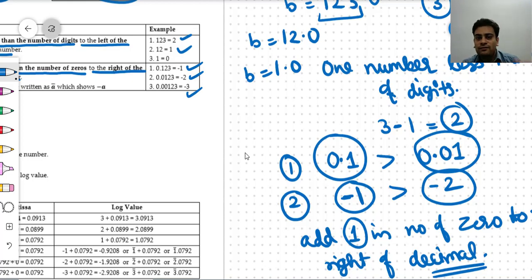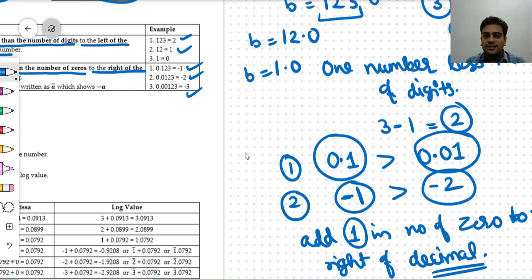So in this way, by observation, by inspection, we look at the number and then we find the characteristic. In both cases, I am repeating again, if your number is greater than 1, then we look at the number of digits to the left of the decimal. Okay, the example is the kind of way I described on the number line.